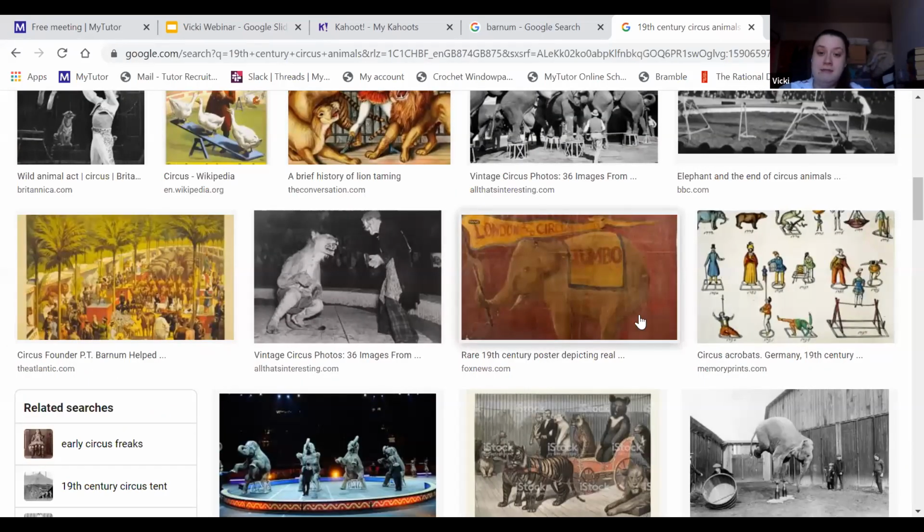And this chap here, this was a huge elephant called Jumbo, who was one of the favourites in Barnum's circus. He was absolutely massive, and when he died, his skeleton was removed, the bones were put together as an exhibit, and he was taxidermied and stuffed in some way to be preserved so he could still tour with them. So yeah, it was quite common to have mistreatment.